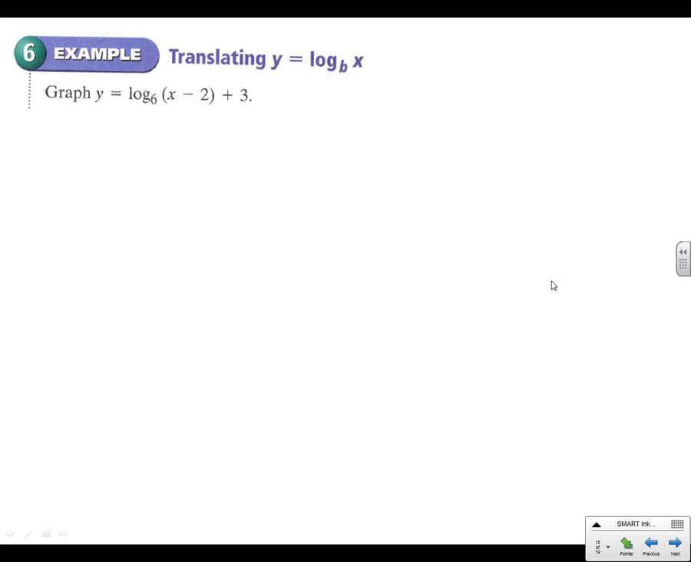So first things first, I'm going to find the asymptote. Okay, the asymptote is going to be x equals, right here, +2. So I'm going to go ahead and throw my graph up there. And there's my asymptote at x equals 2. All right. Next thing I want to do here is the same sort of t-table.